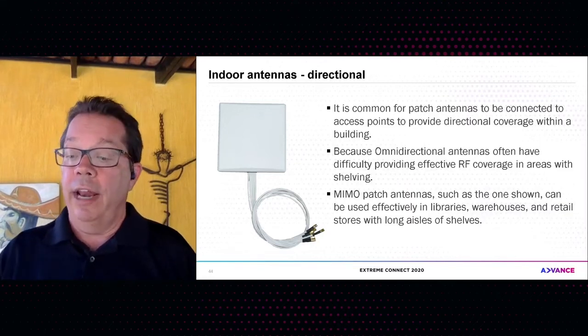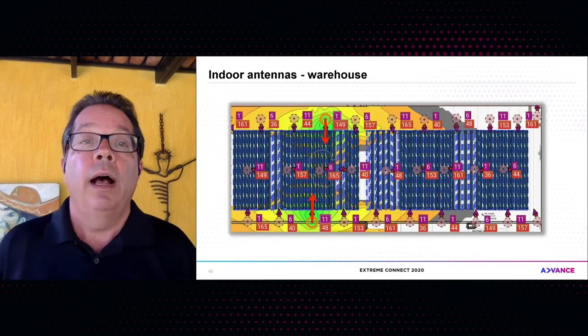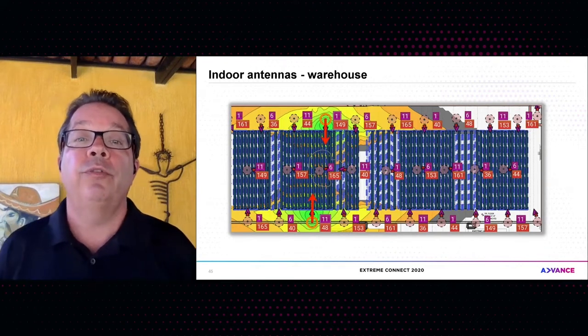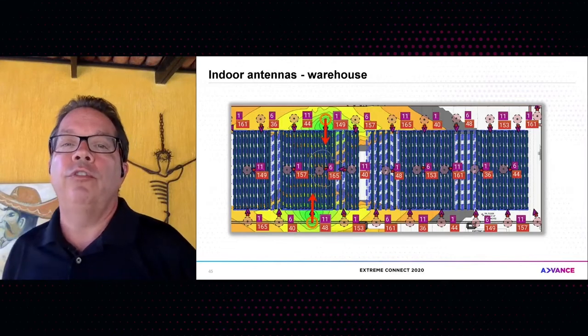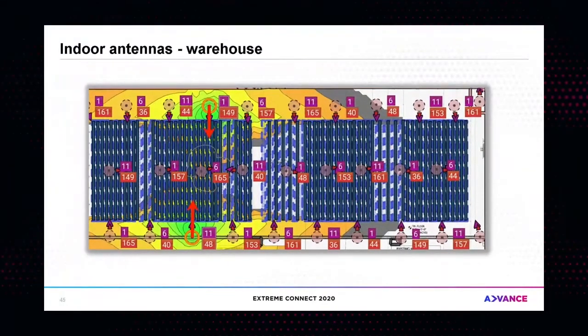If you look at this next diagram right here, this is a warehouse, and in this warehouse, it has long aisles with metal shelves. Now, if you just mounted omnidirectional antennas everywhere, it's not going to be a happy day. So what you want to actually do is use directional antennas for your coverage. You can stagger the antennas on opposite sides of the wall of the warehouse and shoot the coverage down the aisles. This is very, very common in warehouse design.